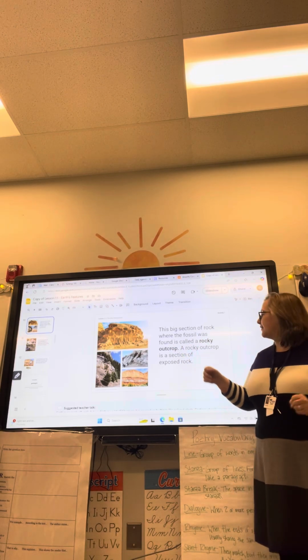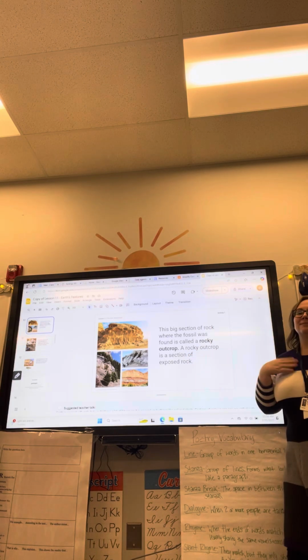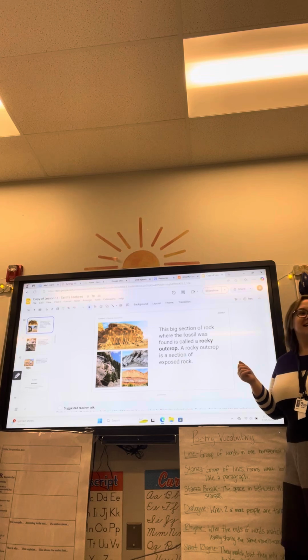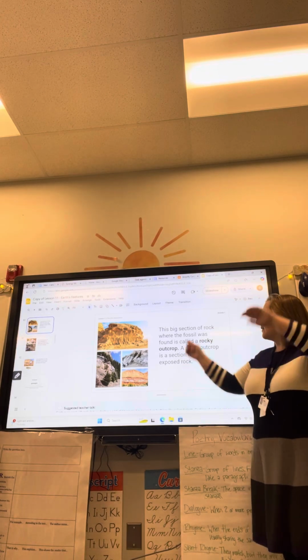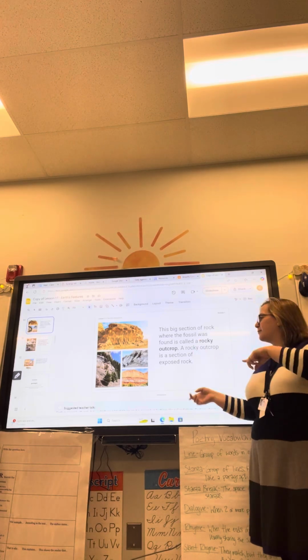Let's say that all together. A rocky outcrop. Oh, that was weak sauce. I'm sorry. That was probably on me. I'm going to say it, then you're going to say it, just like the I can statement. I'm sorry about that. A rocky outcrop. A rocky outcrop is a section of exposed rock.